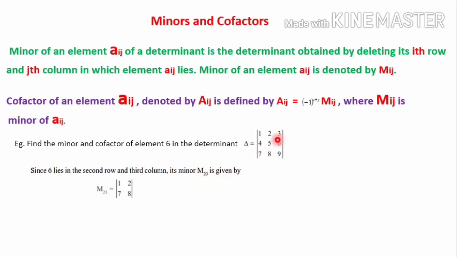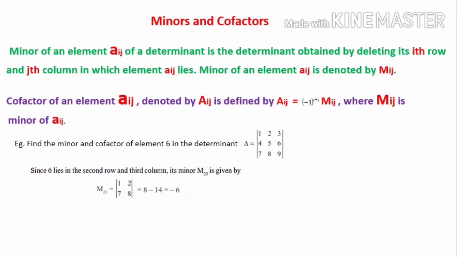M23 is equal to, since we have taken 6, that particular row and that particular column is deleted, and then we write the balance 4 elements, that is 1, 2, 7 and 8. So the minor of the element is M23 equal to determinant 1, 2, 7, 8. That is equal to, when we calculate, 1 into 8, that is 8, minus 7 into 2, that is 14. So 8 minus 14 is equal to minus 6. So the minor M23 is equal to minus 6, or the minor of the element 6 is equal to minus 6.